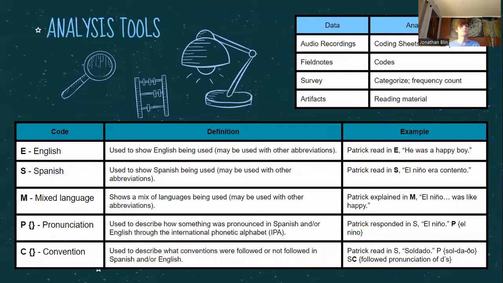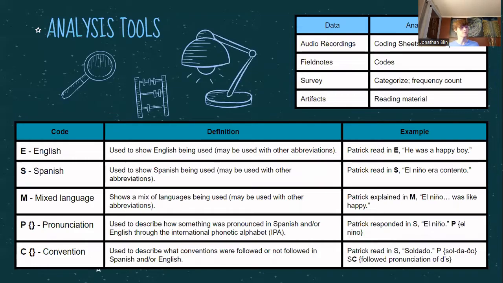Okay, so moving on to my analysis tools, which I touched on already: audio recordings, field notes, surveys, artifacts, and then my code. So I have English, Spanish, and mixed language. These are the simpler ones. You can usually just replace the symbol with the word that it represents.